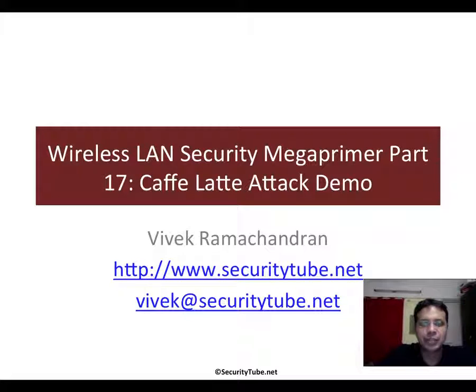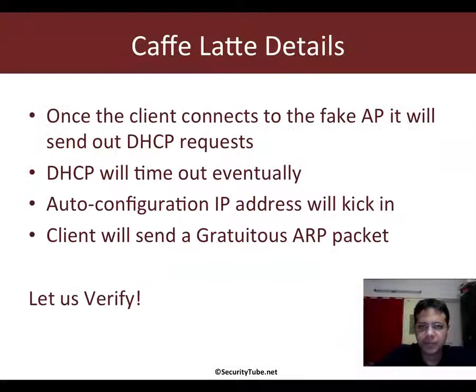So in this video, we will learn how the Cafe Latte attack works and conduct it as well. In the previous video, we saw that we were able to lure a client to connect to our fake access point even though we were unaware of the WEP key of the network the client had in its preferred network list. So what's up next?